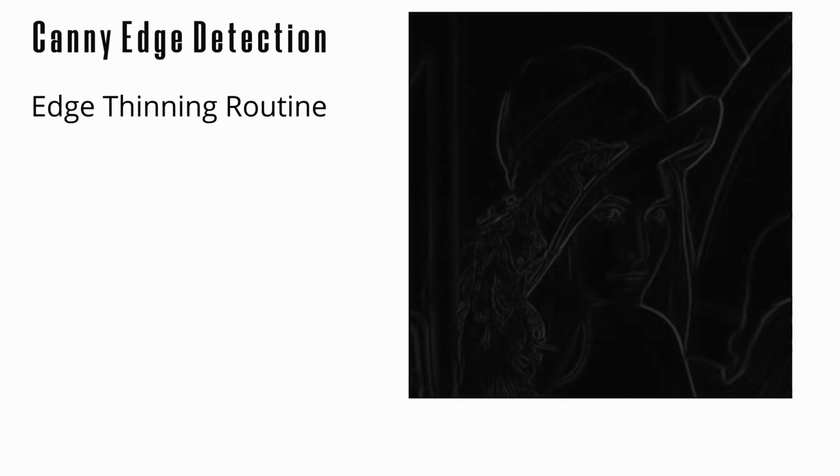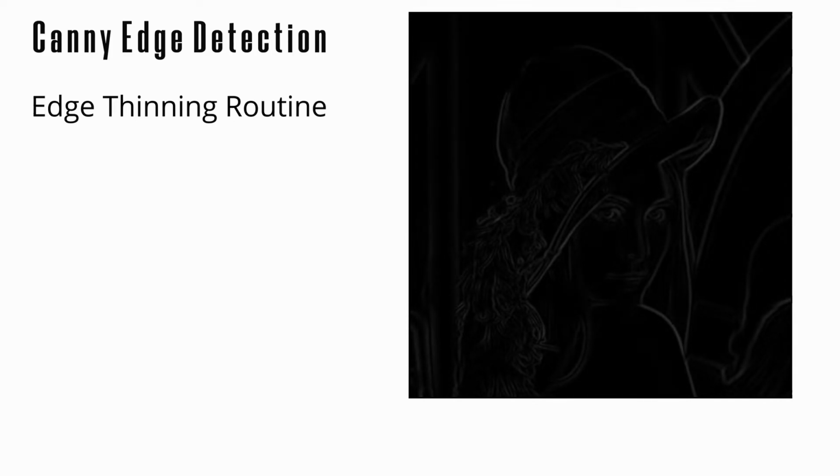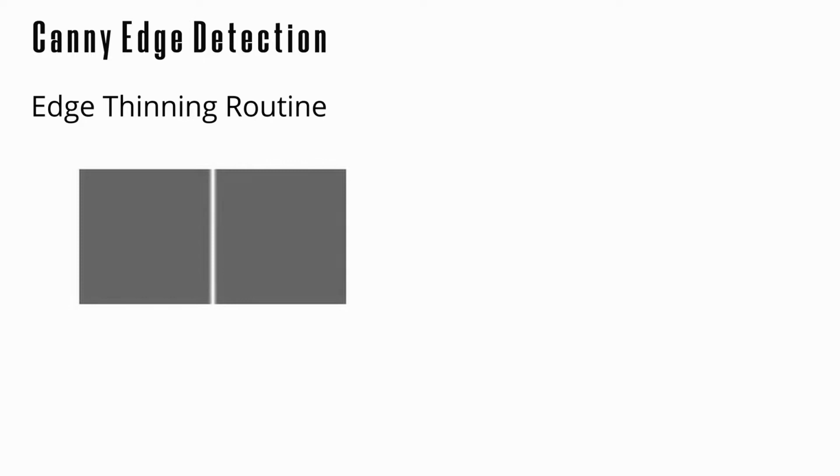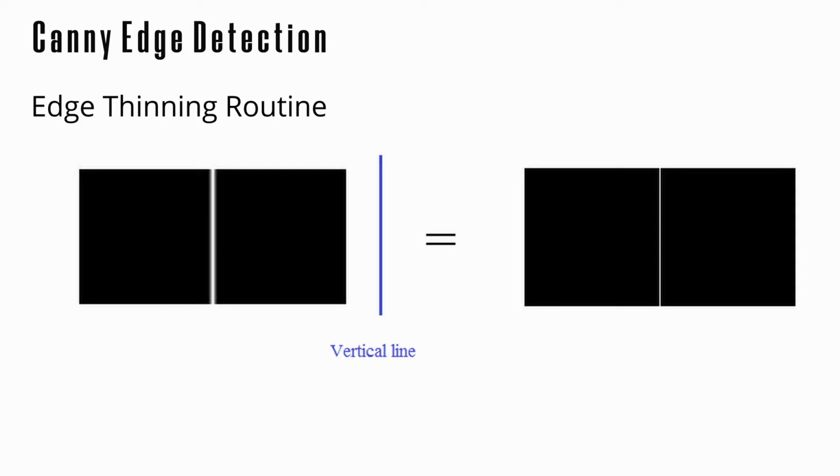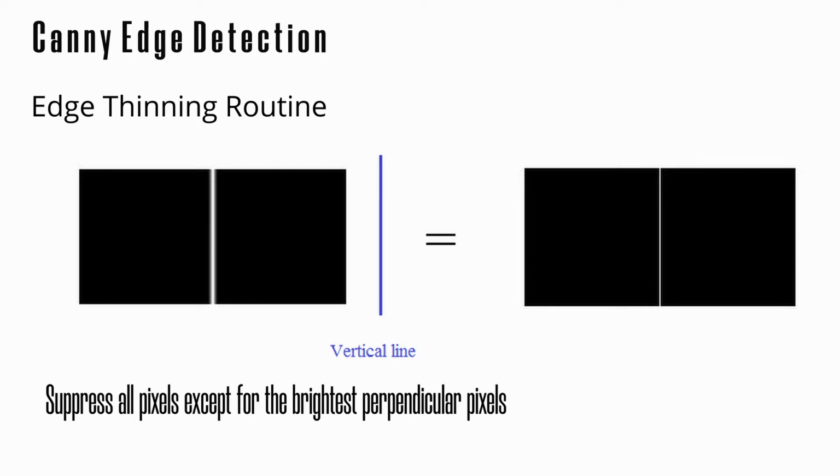This almost does the job, but we still have a lot of noise and some of the edges are too thick. We want more defined edges, and here comes the edge thinning routine. To get thinner edges, we need to get a little bit mathsy. For the image on the screen, we have a vertical edge. We want to suppress the edge to give a finer edge. We suppress all the pixels except for the brightest pixel in the horizontal direction. This means we suppress all pixels except for the brightest pixels perpendicular to the direction of our edge.